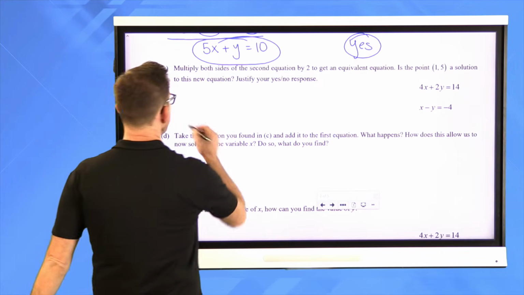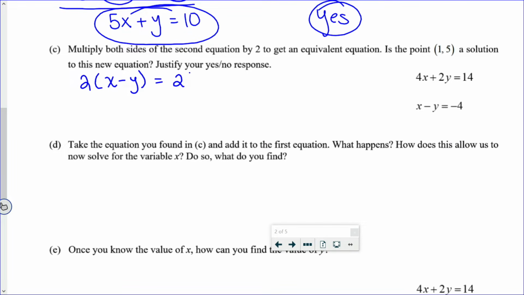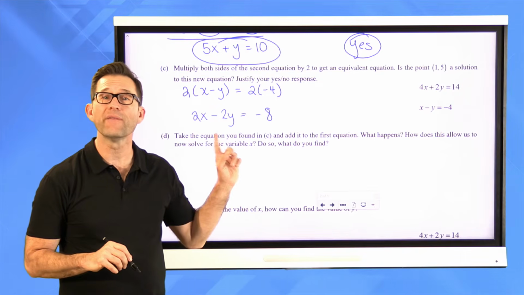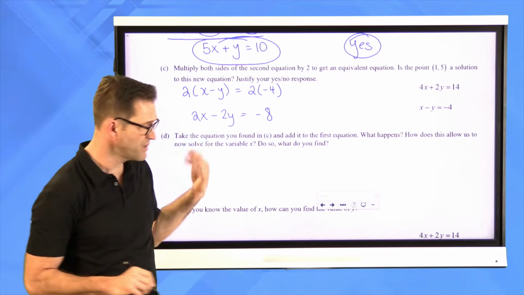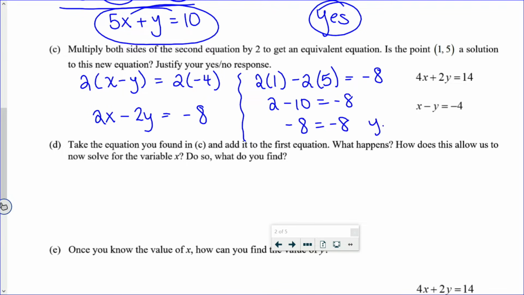All right, so if I take that second equation and I multiply the left side by 2, and I multiply the right side by 2, I get the equation 2x minus 2y, got to make sure to distribute, equals -8. Okay? Now I want to see if 1, 5 is still a solution to this equation. Well, again, easy enough to do, right? 2 times 1 minus 2 times 5 equals -8. 2 minus 10 equals -8. And -8 equals -8. Yes.